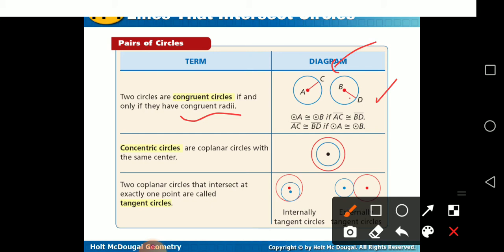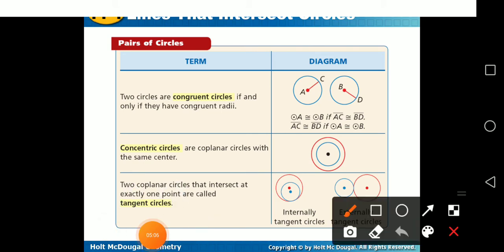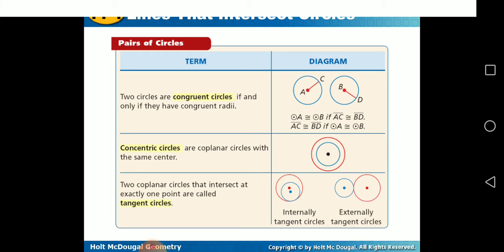So I can say segment AC is congruent to segment BD if the two circles are congruent. I have another thing to remember, concentric circles. What are concentric circles? Concentric circles are coplanar circles with the same center. So this is called concentric circles.